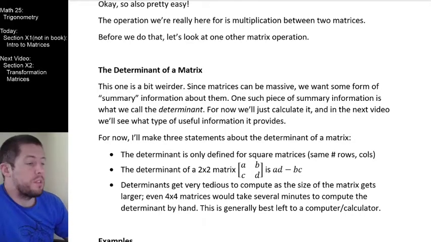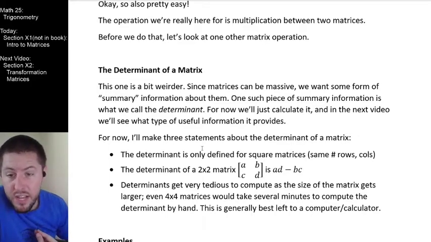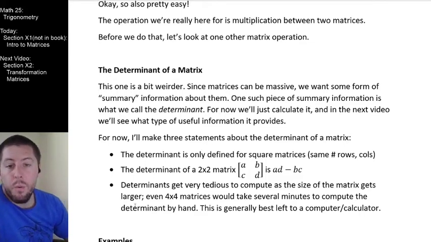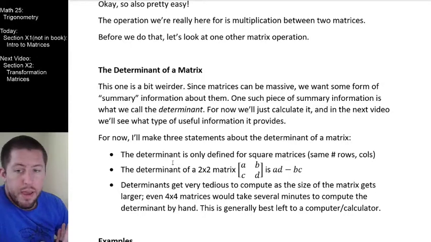All right, so here are the three statements about the determinant of a matrix that I care for you to know in this class. There's a ton still out there to be learned about determinants, but for our purposes, these are the three things you've got to know. One, the determinant is only a defined quantity for square matrices, right? We saw that 3 by 2 matrix up above.